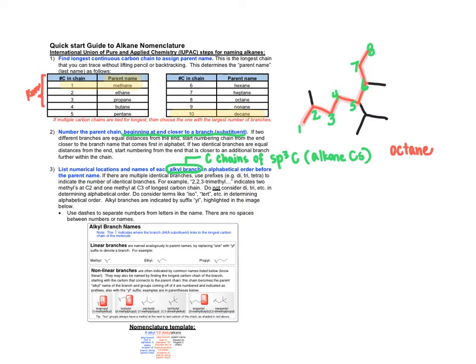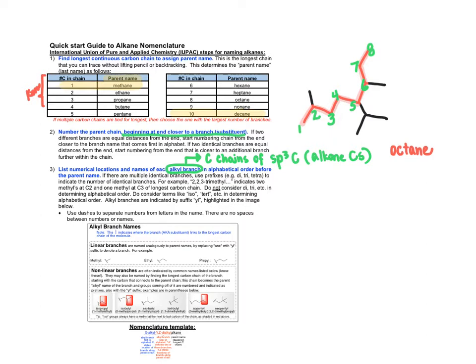When a carbon chain is not part of the parent chain there in red, but instead is branching off, we refer to it as an alkyl group. Alkyl group is a term that's going to come up a lot in organic chemistry, so that's really good to commit to memory. All right, so we're going to list the numerical locations and the names of the alkyl branches. We're going to list those in alphabetical order before that parent name alkane that we have listed there.